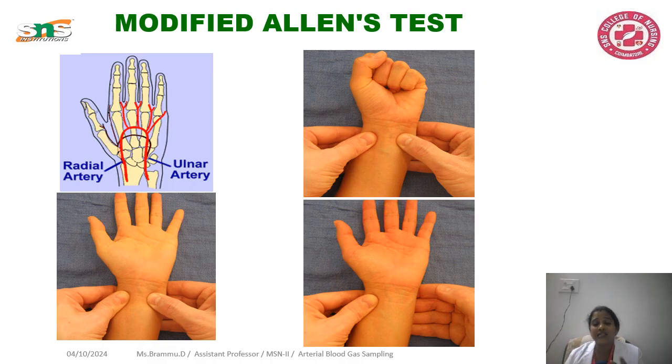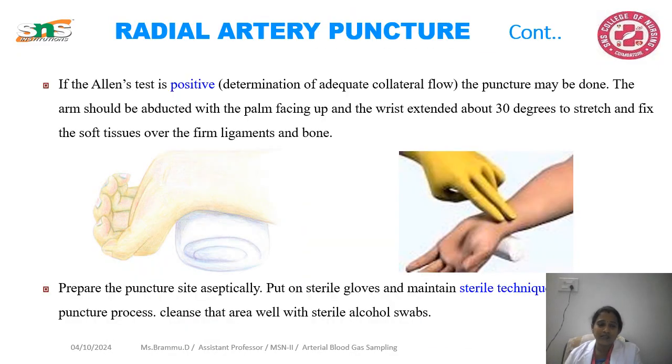In this case, with a modified Allen's test, we can go ahead. The arterial puncture can be done, because the patient will be receiving blood supply to the digits through the ulnar artery. So if the Allen's test is positive, the puncture can be done, and if it is negative, then we have to change the wrist.